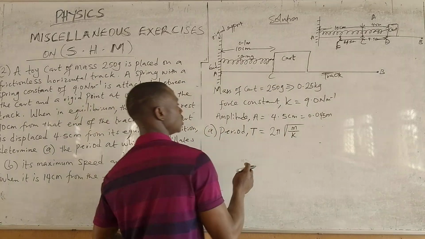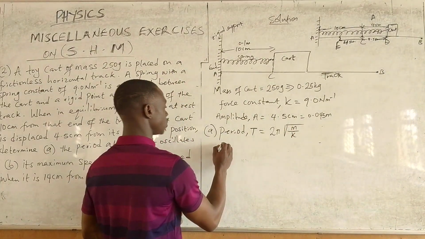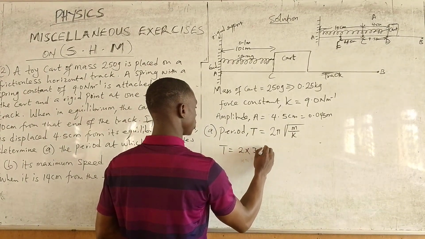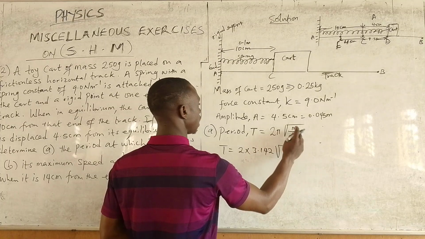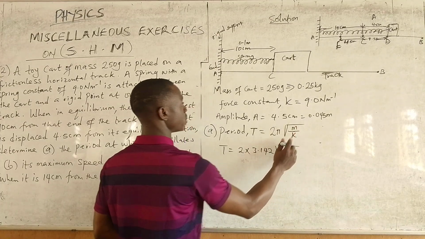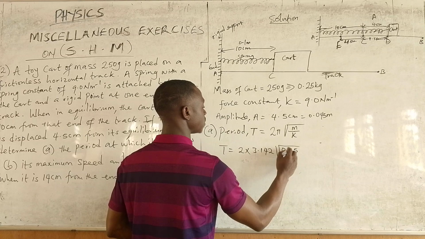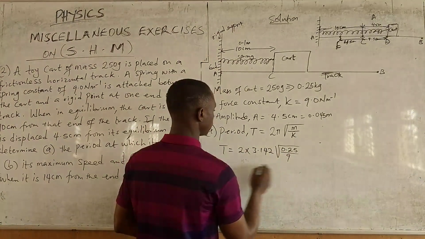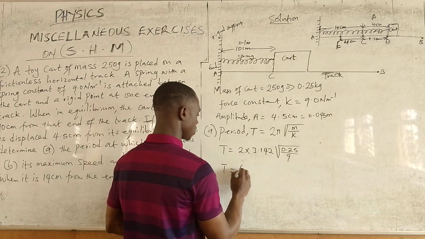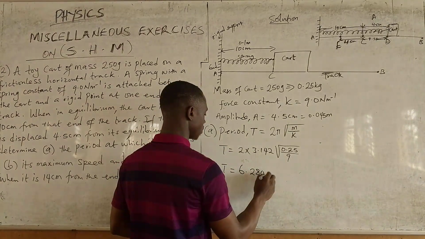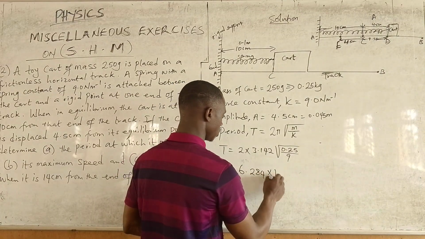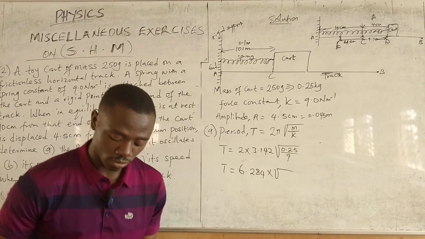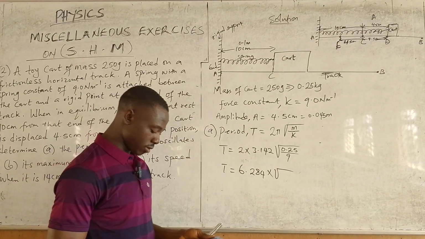Okay? I know my mass and I know my force constant, so just substitute. 2 times pi is 3.142, then root m, that your m must be in kg, that's 0.25 over k. What is k? 9. So T is going to be 6.284 times root of 0.25 divided by 9.